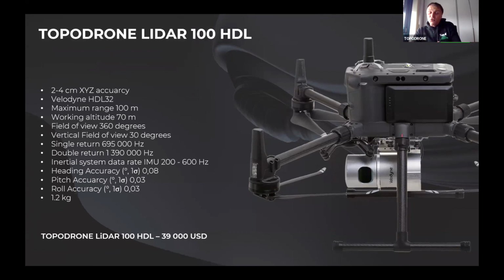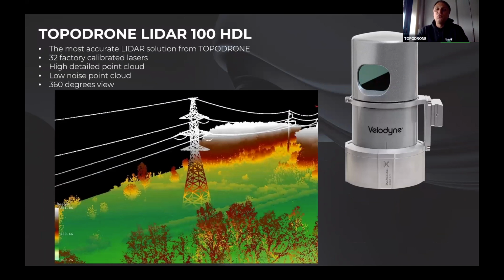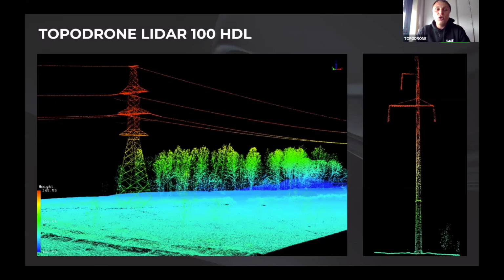And another example of power line survey is using the LiDAR 100 HDL, which was mounted on a Matrice 300, and it can be combined with a high-resolution camera as well. The camera will be installed on the back of the LiDAR, and you can read our article on our website, in our blog, about how we use this LiDAR and how we install the 61 megapixel camera as well.